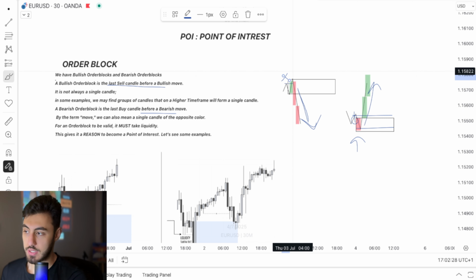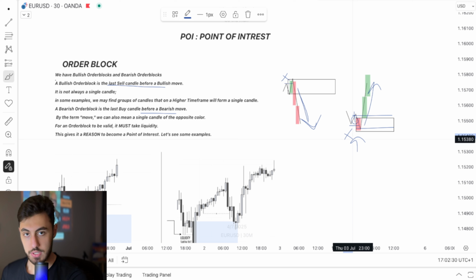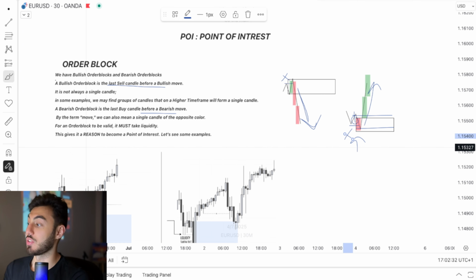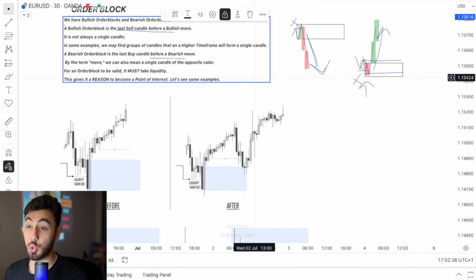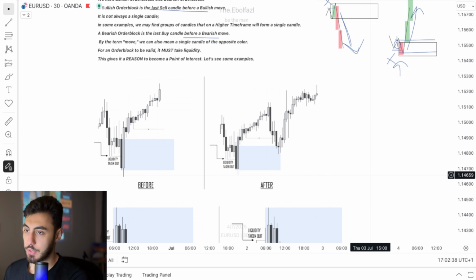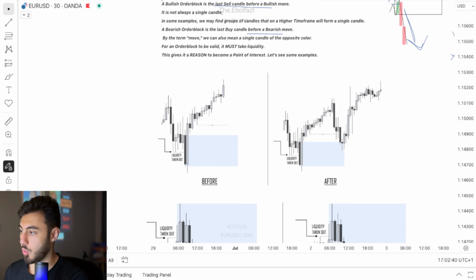It's taking up the liquidity. See, this order block is taking up the liquidity. This gives us a reason to become a point of interest. Let's see some examples here. Let me just show you one example. Take a look right here.